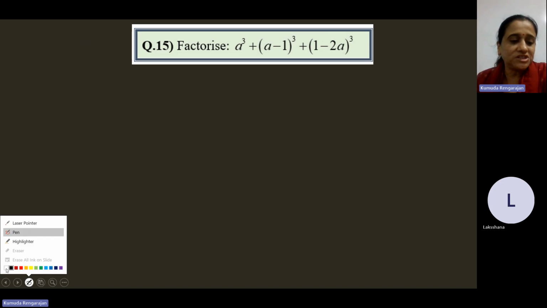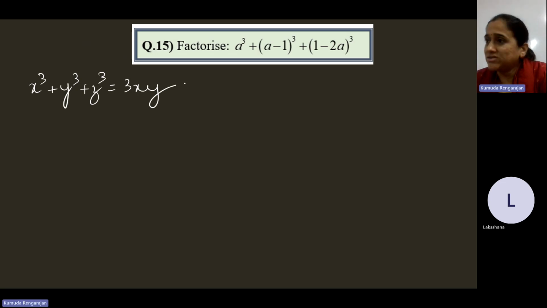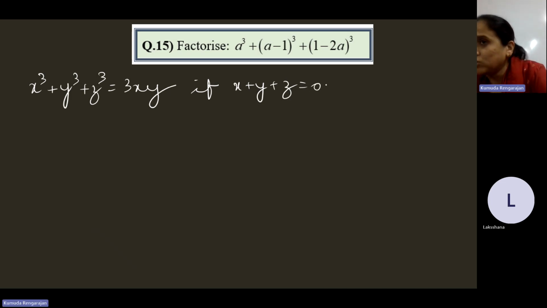And what is that? That's the conditional identity. We'll write it in terms of x, y, z because we have a in the expression already. So x cubed plus y cubed plus z cubed is equal to 3xyz. But what's the condition? If x plus y plus z is equal to 0. So we'll have to check if x plus y plus z is 0.